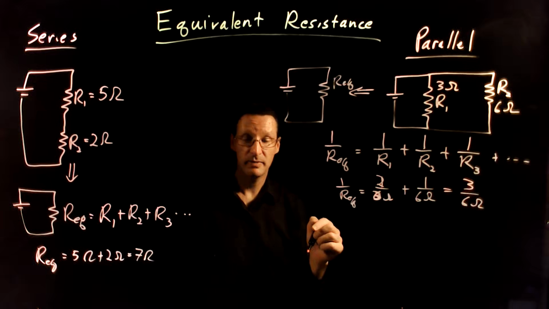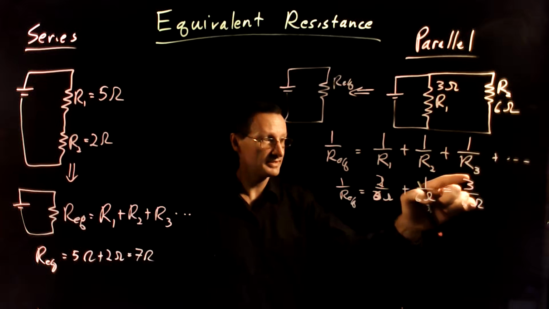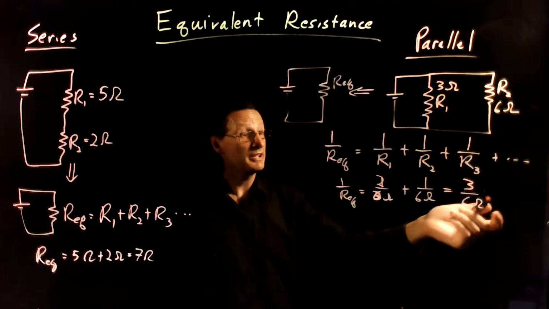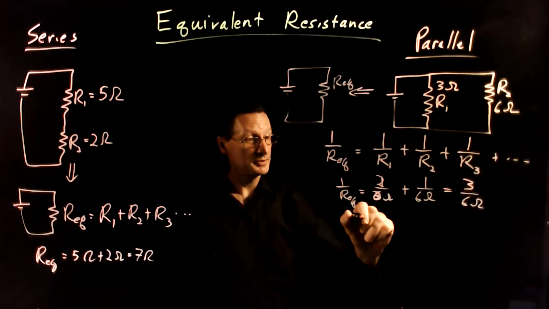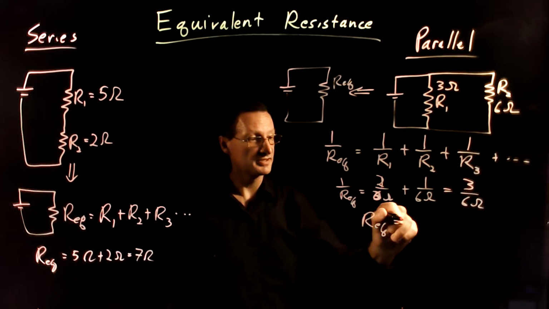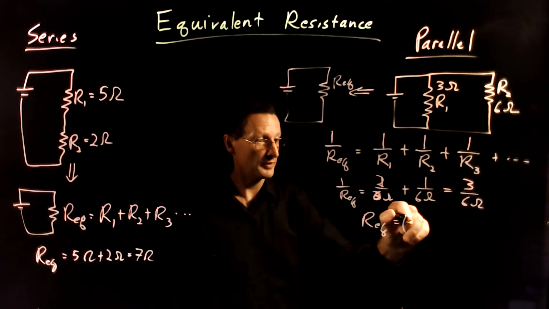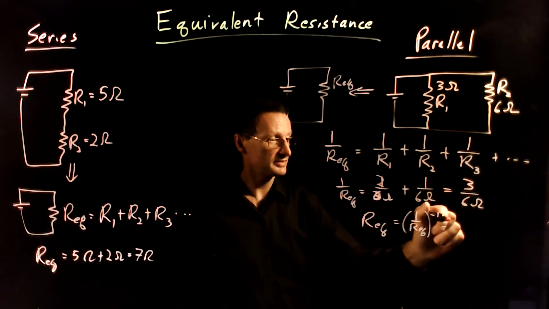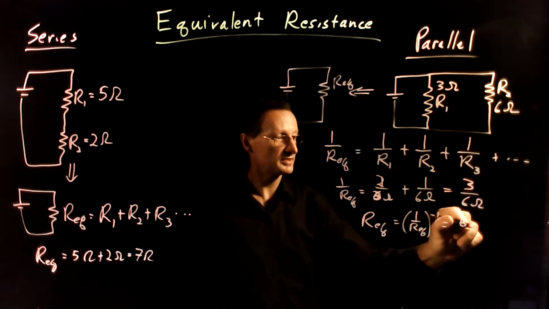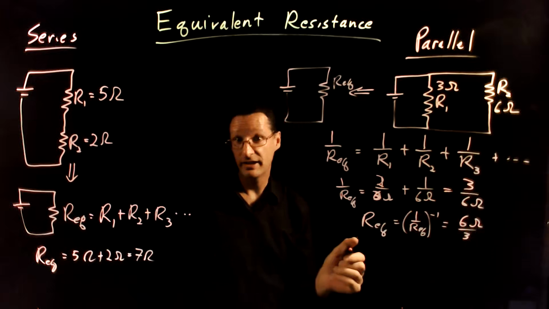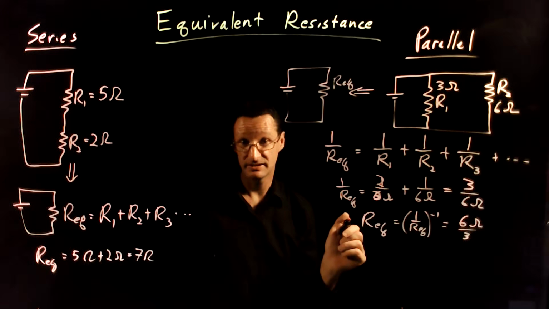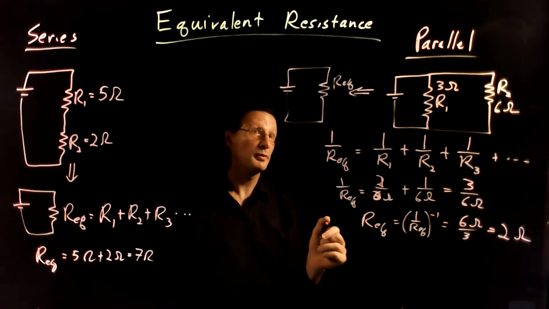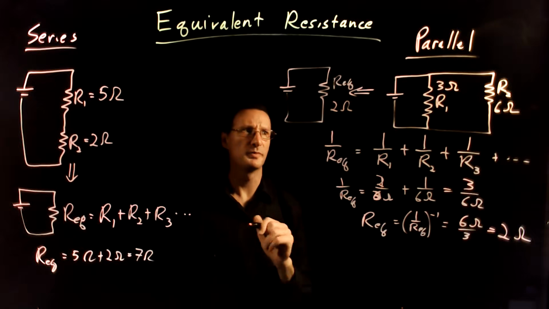Notice the ohms is on the bottom here. I'm not done. This is 3 over 6, which is about a half, but that's not equal to the equivalent resistance. I still have to invert this to get the equivalent resistance. So I need to take this 1 over the equivalent resistance and invert it. I need to take this to the minus 1 power, and this gives me 6 ohms over 3. Notice that now the units are right. I have ohms on top instead of on bottom, and 6 over 3 is just 2. So the overall equivalent resistance for this one is 2 ohms.